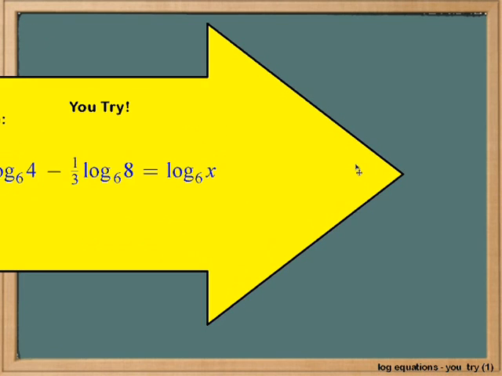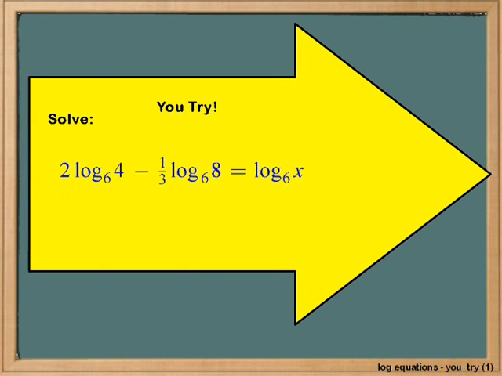Okay, it's time for you to give one a try here. You've got 2 log base 6 of 4 minus 1/3 log base 6 of 8 equals log base 6 of x. Give that one a try. Press that pause key. Come on back. I'll reveal the answer. Okay, so if you did this correctly and you applied your power rule along with your condensing rules, you got an answer of x equals 8. How'd you do?